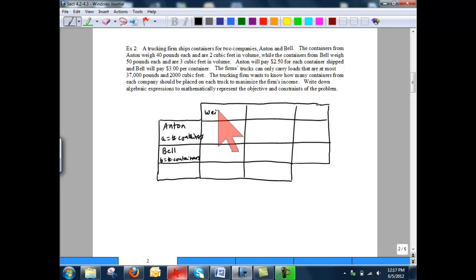So one of the constraints is how much weight we can put in. Let's let that be in pounds. The other is how much volume is taken up by what we're shipping. And the units that are mentioned there for the problem are cubic feet. Finally, the goal of the problem is to decide how many containers from each company should be placed on each truck to maximize the firm's income. So in this case, we're trying to maximize income.